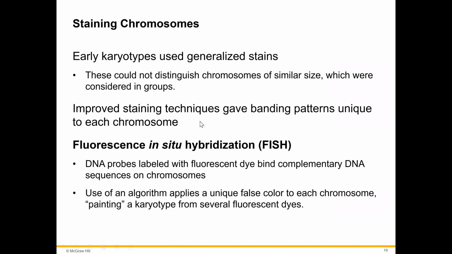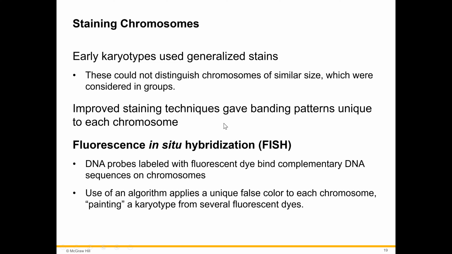Now we have improved staining techniques that give a banding pattern that is unique to each chromosome. So now when we dye chromosomes, they have different bands, dark band, light band, dark, light, and it's unique to every chromosome. So it's easy for us to identify, is it chromosome 21 or 22? Another technique is called FISH, or fluorescence in situ hybridization, where DNA probes labeled with fluorescent dye bind complementary to DNA sequences on the chromosomes. An algorithm applies a unique false color to each chromosome, painting a karyotype from several fluorescent dyes.